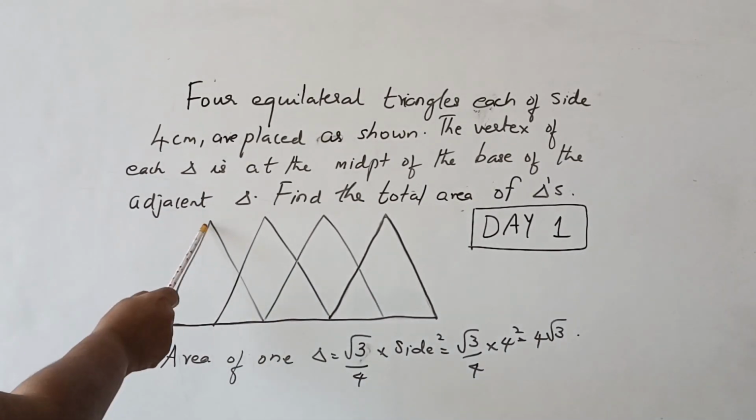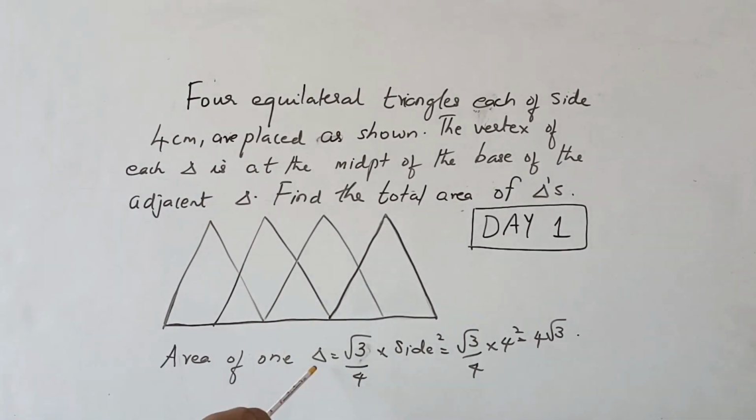What is the area of one equilateral triangle? The area of one equilateral triangle is root 3 by 4 into side square. Side is given to me 4 centimeters. So it is root 3 by 4 into 4 square, which will give me 4 root 3.